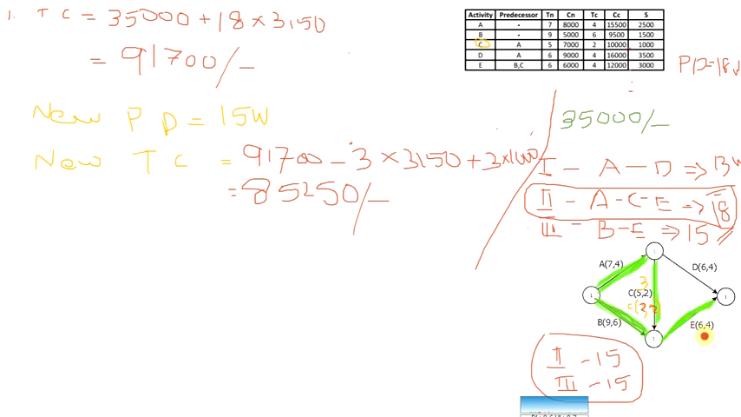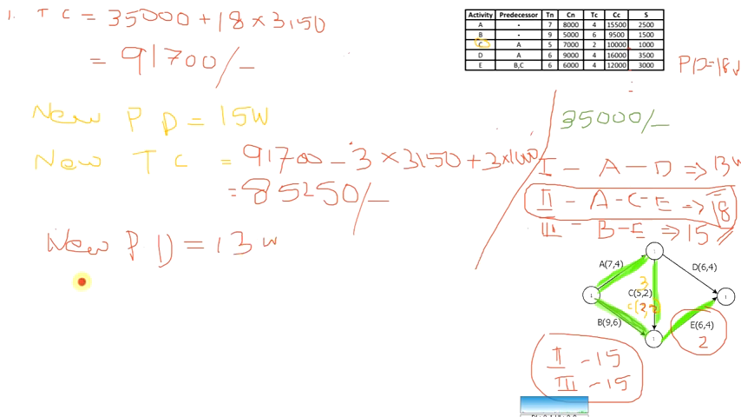No, you cannot do 3 days. Only 2 days you can do, because 6 minus 4 is 2. So here we will select E, and we will crash it for 2 days. Okay. Then what will happen? So E is selected from here, and we will crash it. So the new project duration, how much will it be? It will be 13 weeks.